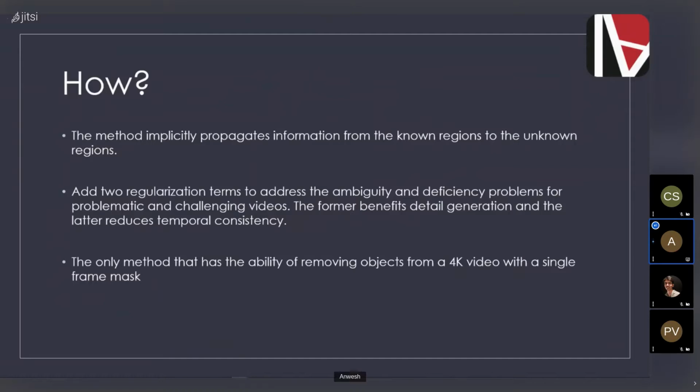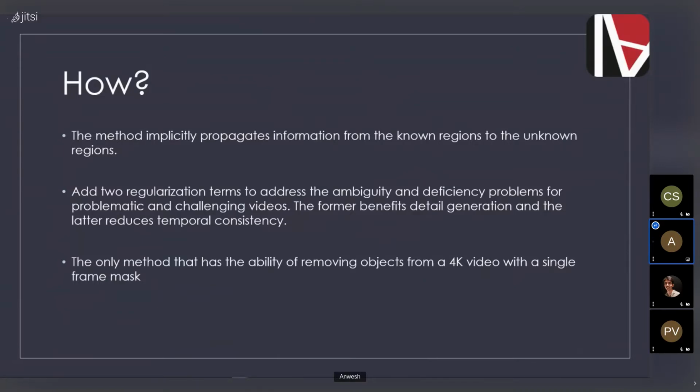The paper proposes a method to implicitly propagate information from the known regions to the unknown regions. First of all, let's understand what video inpainting is. It's a field of computer vision that aims to remove objects or restore missing or tainted regions. This works first by adding two regularization terms in addition to the ones we generally use, to address the ambiguity and the deficiency problems for videos.